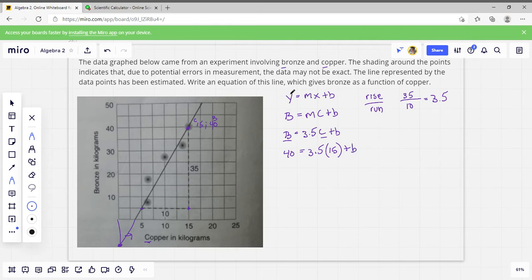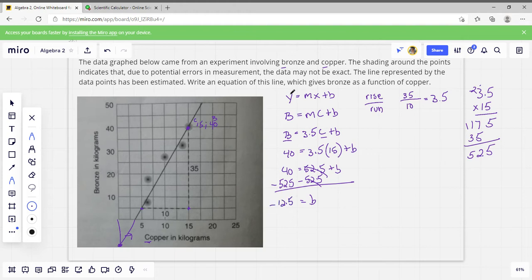So we need 3.5 times 15. 5 times 5 is 25. 3 times 5 is 15, 16, 17. 1 times 5 is 5. 1 times 3 is 3. Add them up, and we get 52.5. So 40 equals 52.5 plus b. Now we're going to subtract 52.5 on both sides.